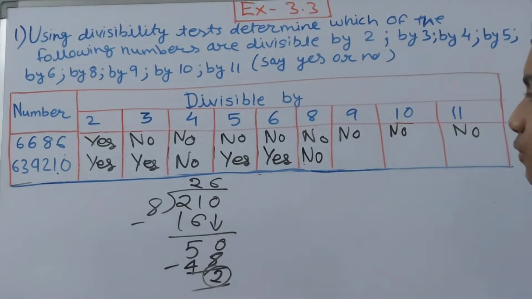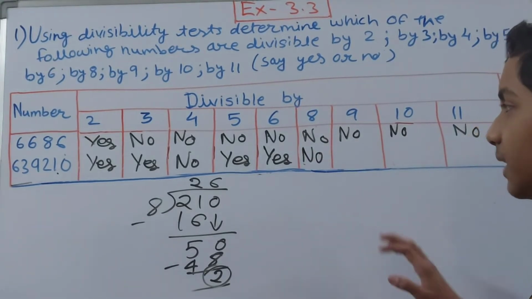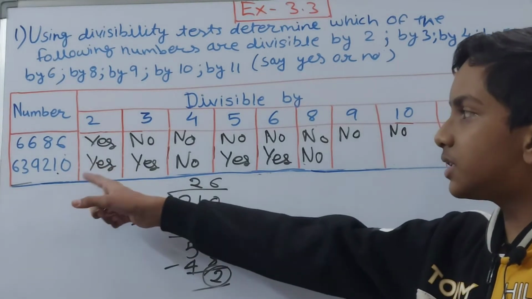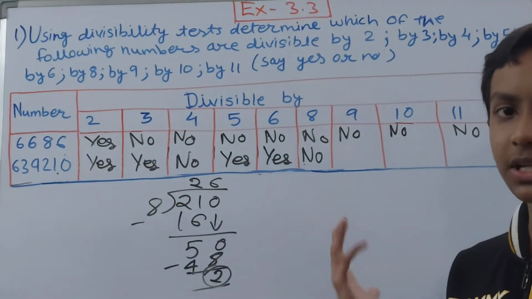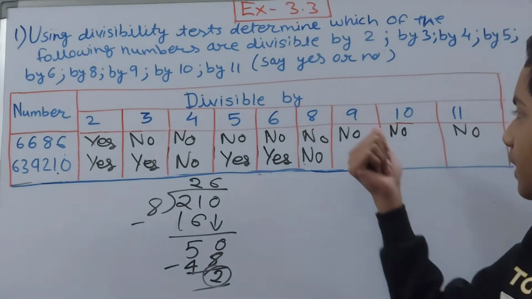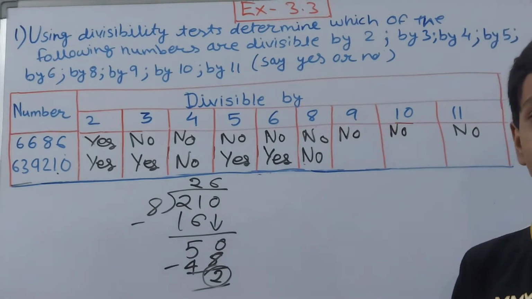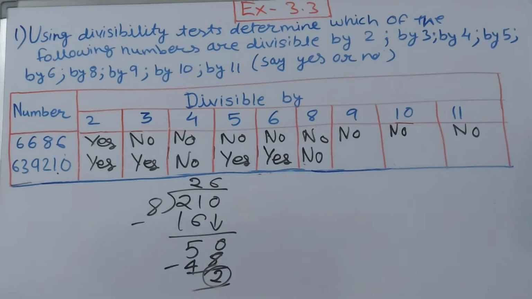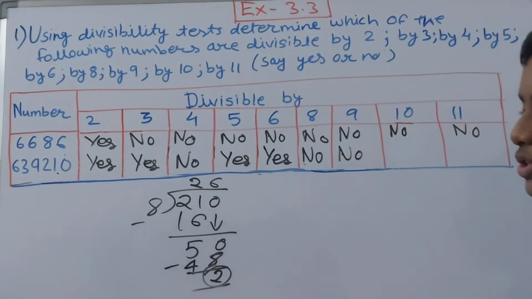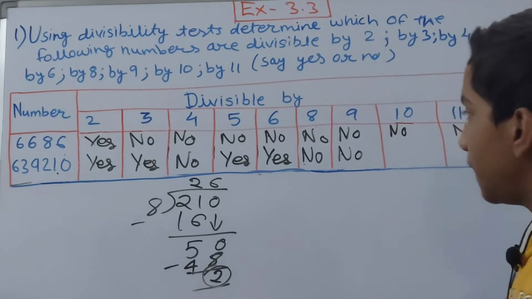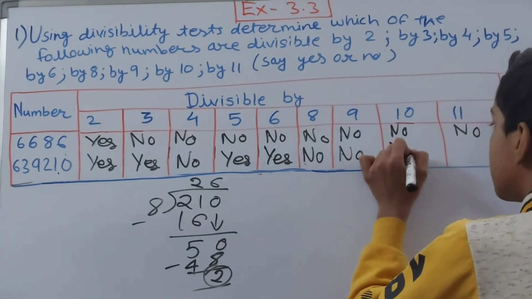For 9, again you will add the digits. When we added these digits for 3, we got 21. Same we will do for 9 as well, so we will get 21. Now 21, is it a multiple of 9? No, 21 is not a multiple of 9, so it is not divisible by 9. For 10, the digit at the ones place should be 0. Here it is 0, so that means yes.